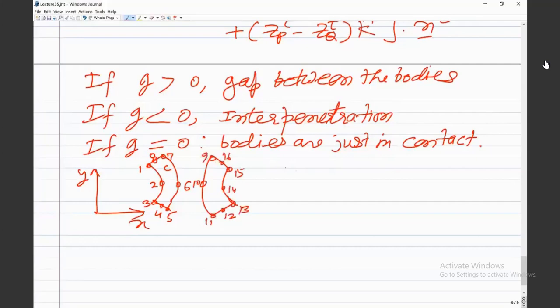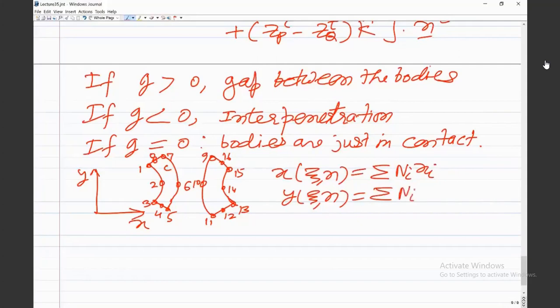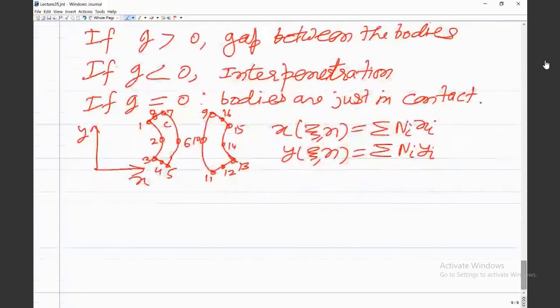Now this is a 2D problem, both are 2D problems. You will only work with 2 coordinates. X as a function of xi and eta, you will write as the sum of N_i x_i, and y as a function of xi and eta, you will write as the sum of N_i y_i. And you need all the coordinates. So the coordinates are the coordinates of all the points. Let me write them here.